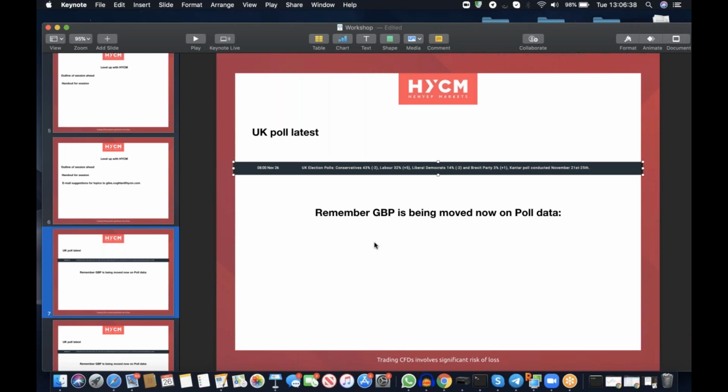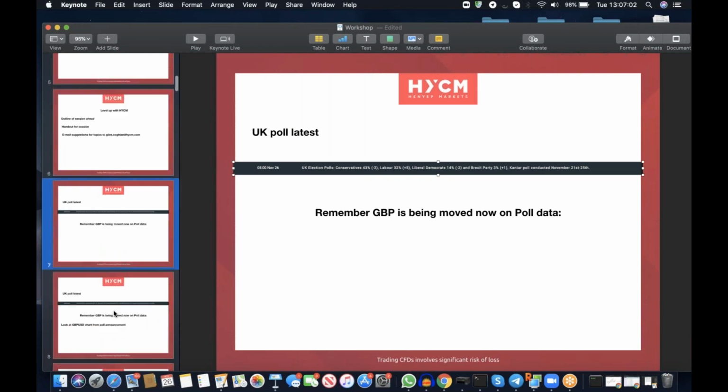And the reason that predictability came is because we knew the context. We know the pound's being moved on poll data. So seeing the Conservative majority lead shrink has been a very key signal. So just to be aware of that, the pound is being moved on poll data.